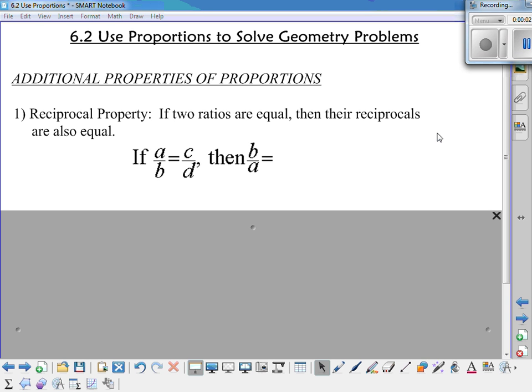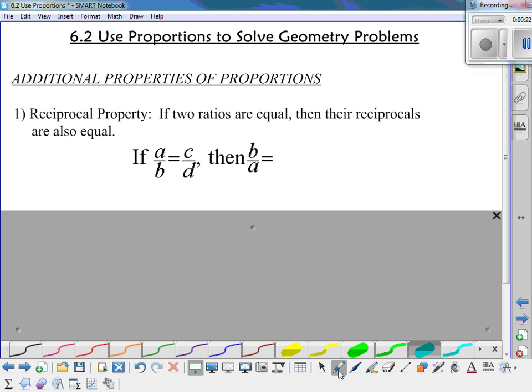The lesson objective for this video: students will use proportions to solve geometry problems. Before we can do that, we need to know some additional properties of proportions. The first property is the reciprocal property. If two ratios are equal, then their reciprocals are also equal.